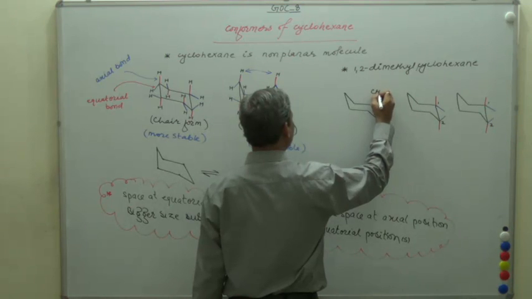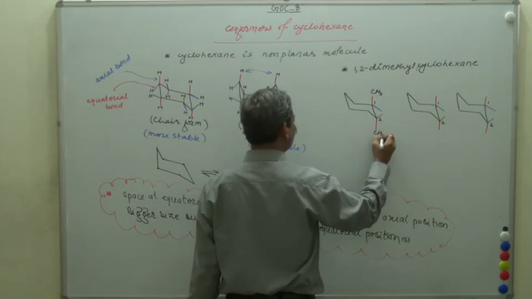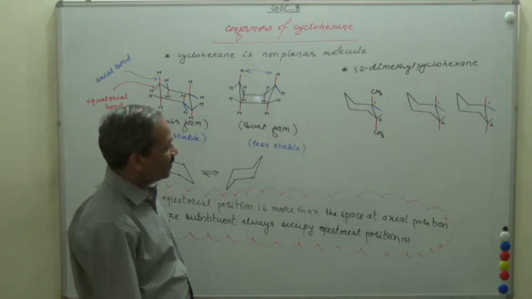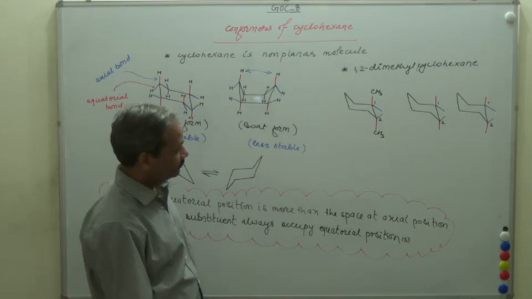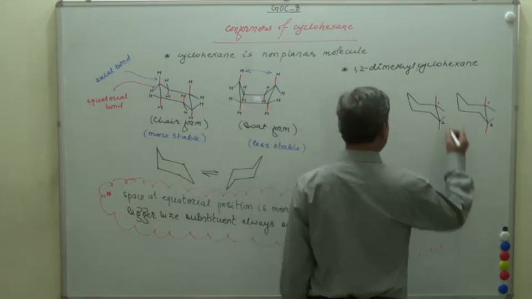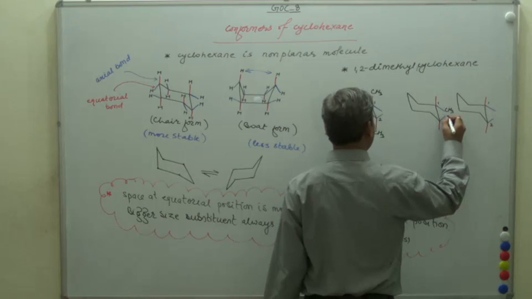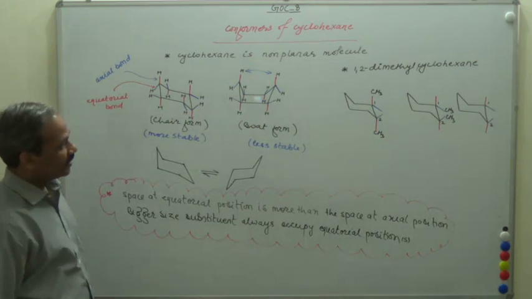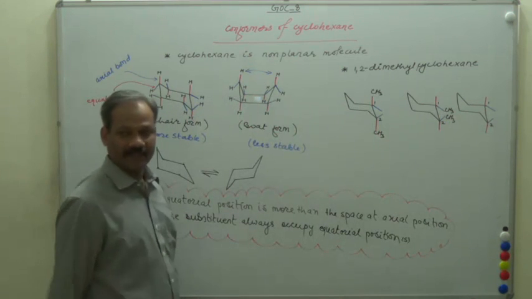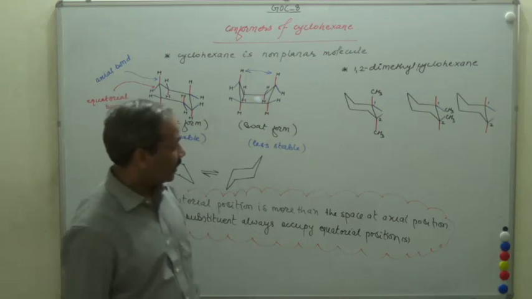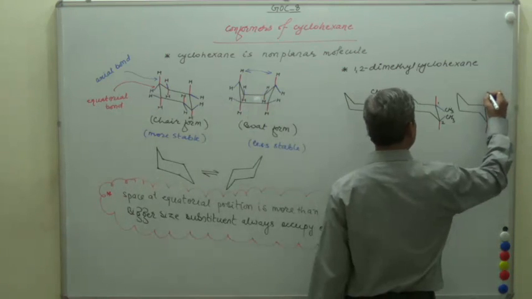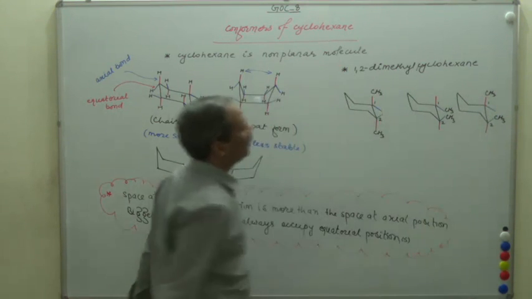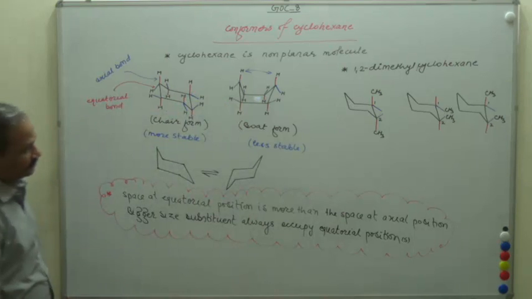So the first possibility is that both of them are on axial positions. So, axial 1,2-dimethyl cyclohexane. In the second possibility, both of them can be on equatorial positions. So, equatorial 1,2-dimethyl cyclohexane. And in the third possibility, it can be axial-equatorial 1,2-dimethyl cyclohexane.